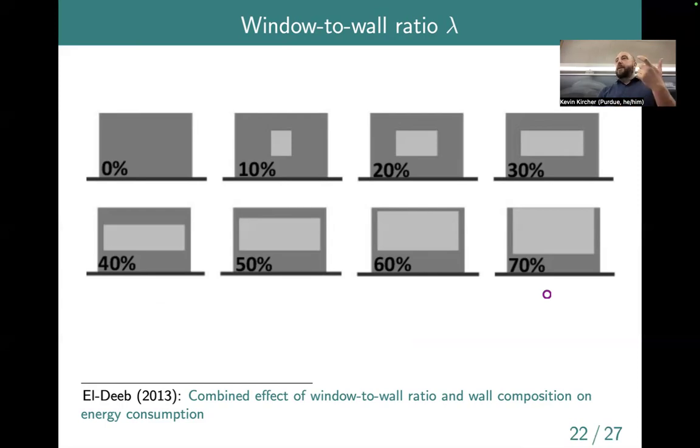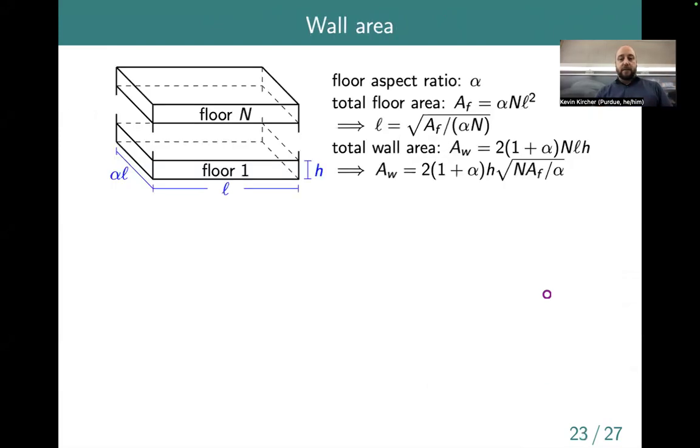Okay, so that was one class of parameter that showed up in that parallel 3 resistance circuit that I showed. Another is the wall areas. So let us talk about that.